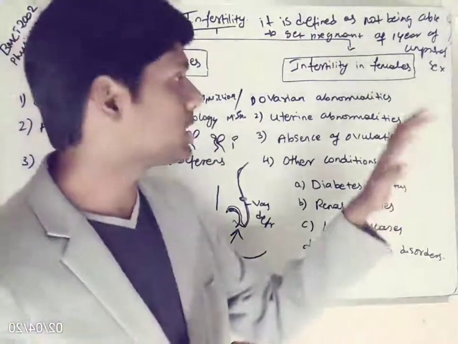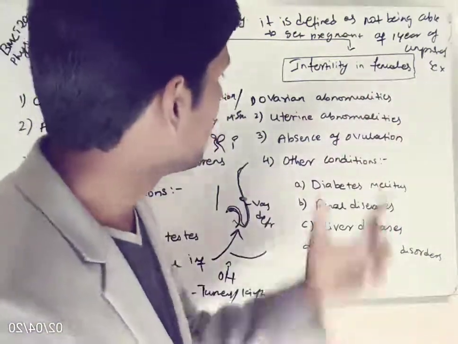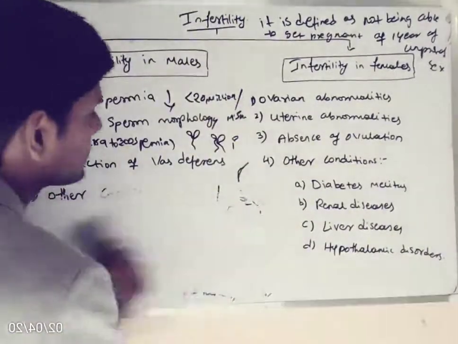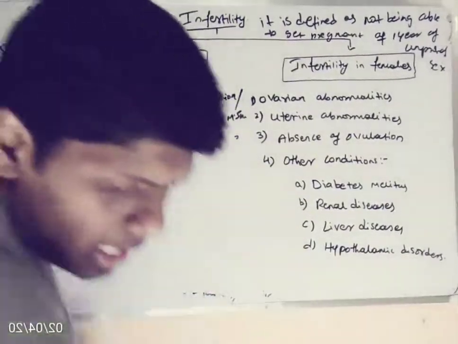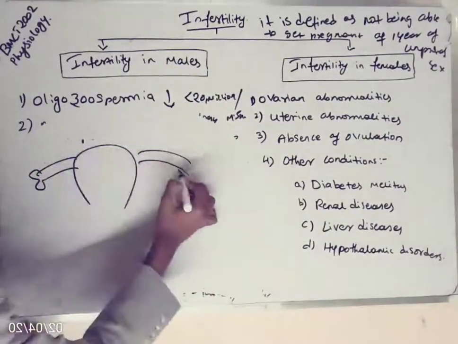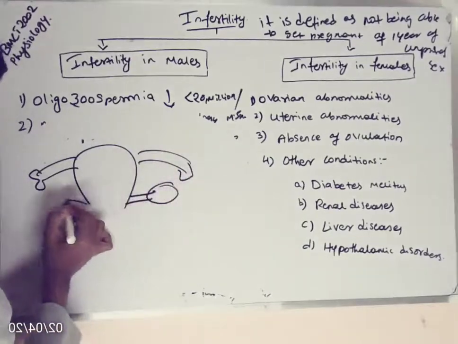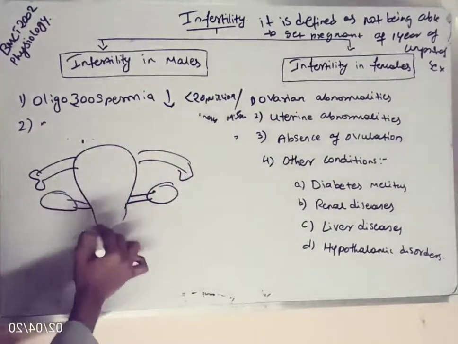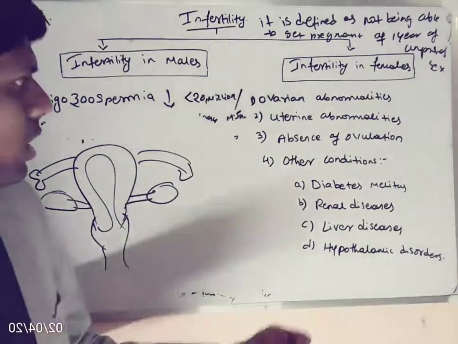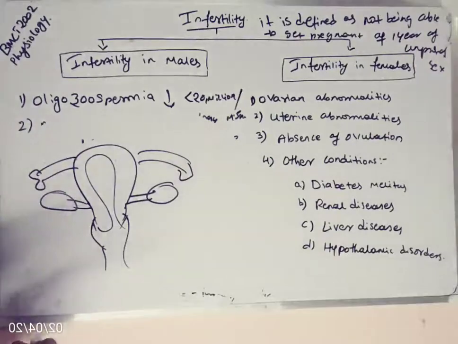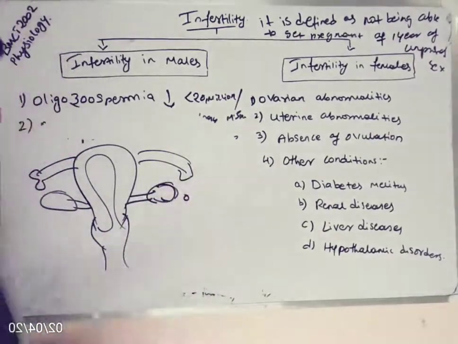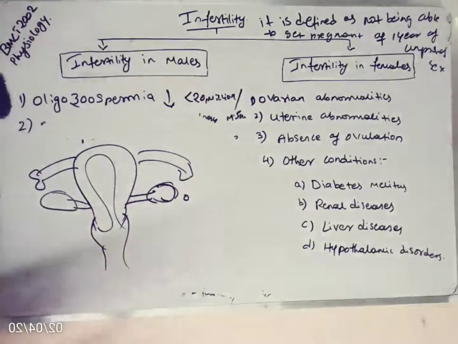Then let us see the conditions in females which contribute to infertility. So I am going to erase this part of the board. As we already know, this is the uterus and this is the fallopian tube. The fallopian tube has fimbria, and this is the ovary suspended by an ovarian ligament. This is the vagina. Fine. If there are any obstructions or problems in the ovaries, the female cannot release an ovum. Without an ovum, she will have infertility.